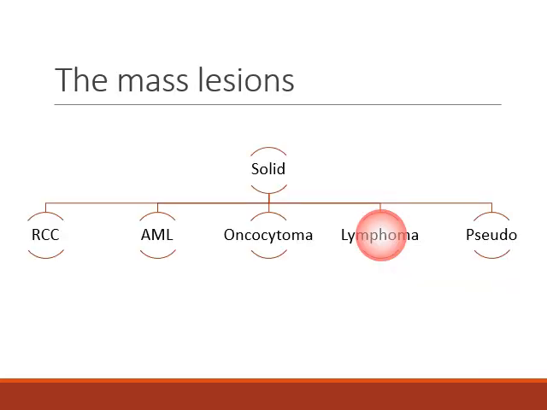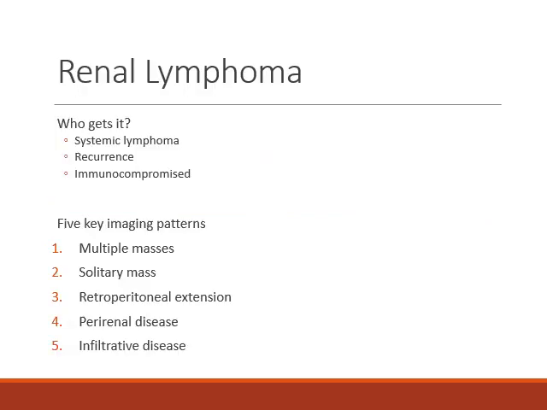Lymphoma is next, and this occurs in people with systemic lymphoma elsewhere or people who have recurrence of previously treated lymphoma. Immunocompromised patients are also at risk, but it's extremely rare to have lymphoma as a primary lesion in the kidneys. There are 5 common imaging patterns you ought to be aware of, and I will take you through those 5 now.